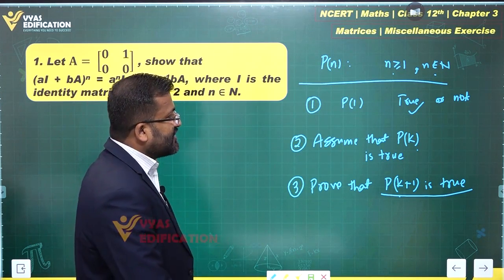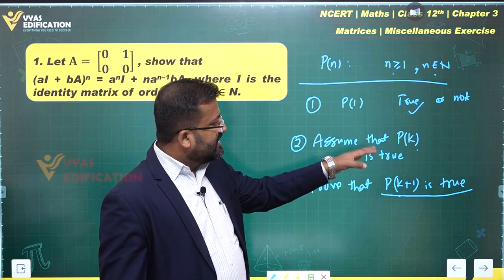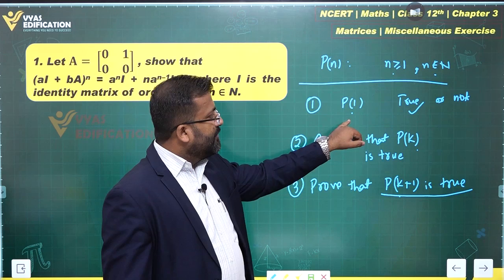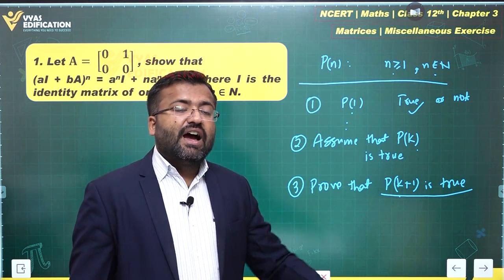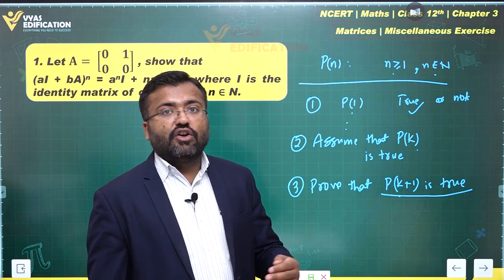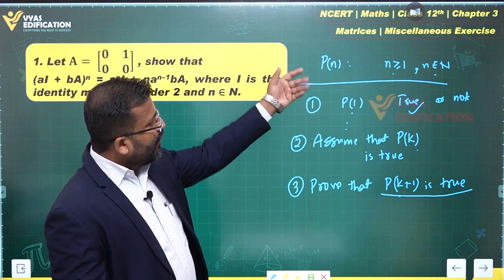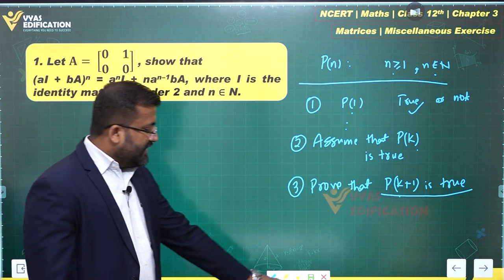What happens here is actually, since P1 is found to be true, and on the basis of this result that Pk is true implies Pk plus 1 is true, P1 will imply P2, P2 will imply P3, P3 will imply P4, P4 will imply P5, and on and on. At the end of the day, you can say that Pn is true for all natural numbers. That's the idea behind the principle of mathematical induction.